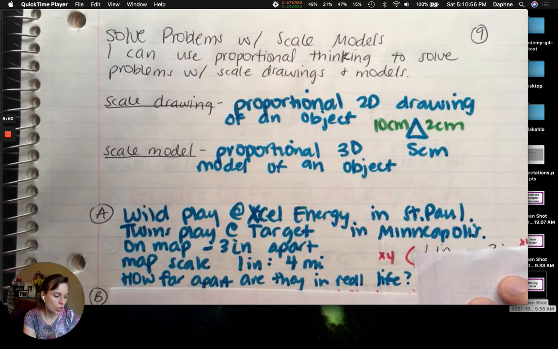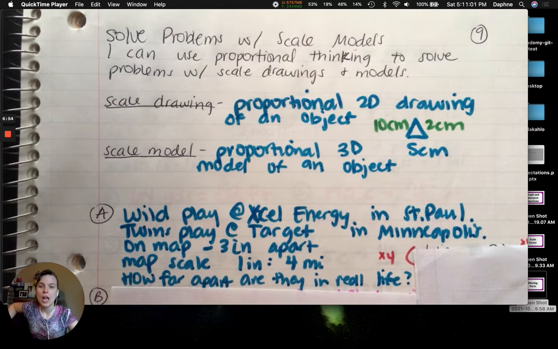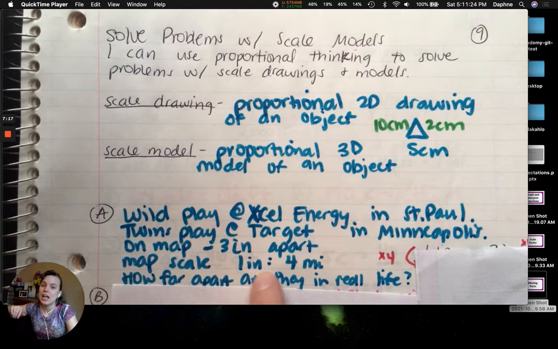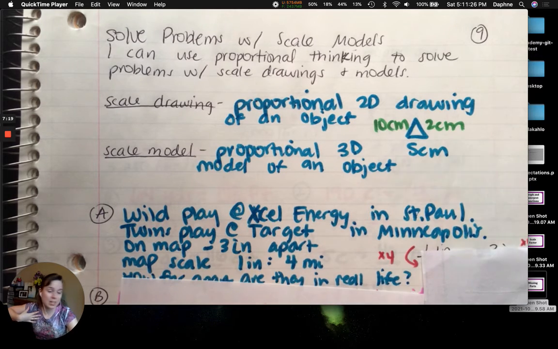Okay, so the Minnesota Wild is our professional hockey team, and they play at Xcel Energy Center in St. Paul. Twins are Minnesota's professional baseball team, and they play at Target Field in Minneapolis. On a map, they're only 3 inches apart, the Xcel Energy Center and the Target Field. But it takes longer to get there because they're not really only 3 inches apart. Instead, on the map, their scale is 1 inch is to 4 miles versus mine is typically 1 inch is a foot. But 1 inch to 4 miles.